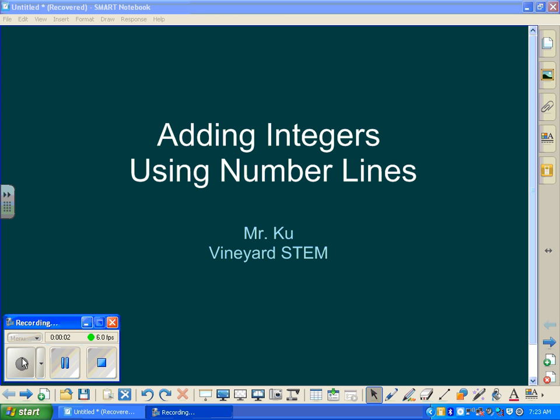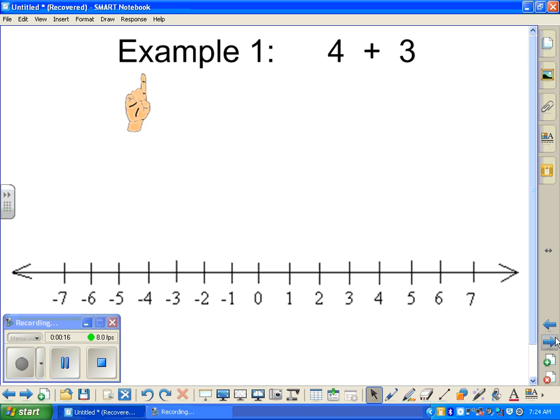Welcome. Today we're going to be talking about adding integers using number lines. This is one of the models that we use to help us understand how we add integers. And so we start off with a traditional number line. As you can see, 0 is here. To the right of 0 are positive numbers or positive integers, and to the left of 0 are negative integers.